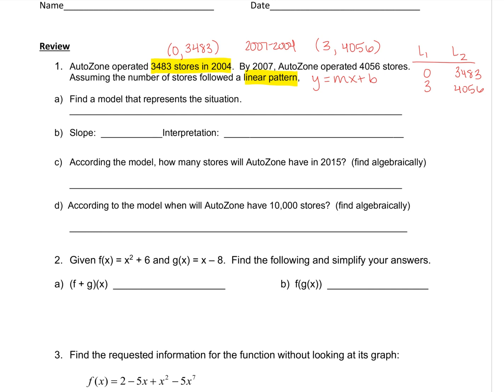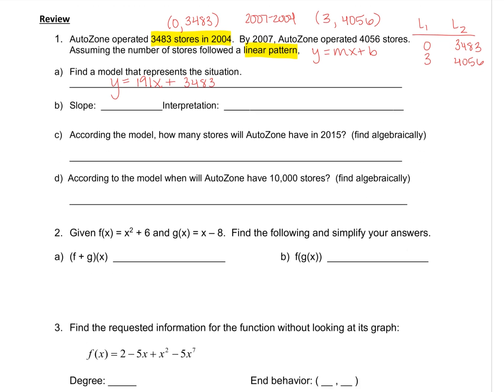Well, when I do this, it says, A, find a model that represents the situation. We know that this is a linear regression, and when we get our equation, it's going to come back as y equals 191x plus 3,483. If you were to have used 2004 and 2007, you would have gotten negative numbers, which we're not looking for. We know that this data is going up. It's increasing. The data must be positive.